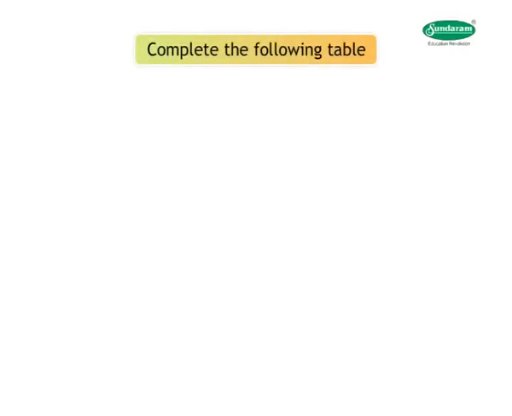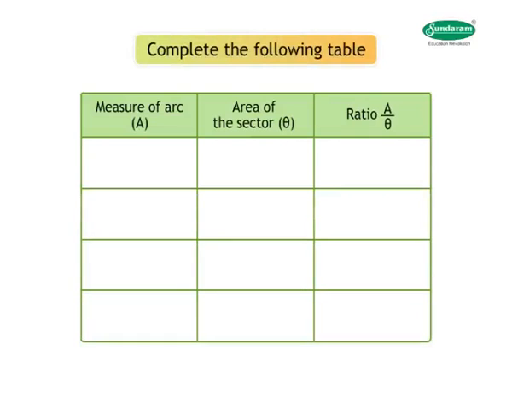Complete the following table. Answer. It is given that the measure of the arc is 360 degrees. Area of the sector is pi into r square. Thus, the ratio is pi into r square upon 360 degrees. It is given that the measure of the arc is 180 degrees. Area of the sector is half into pi into r square. Thus, the ratio is pi into r square upon 360 degrees.